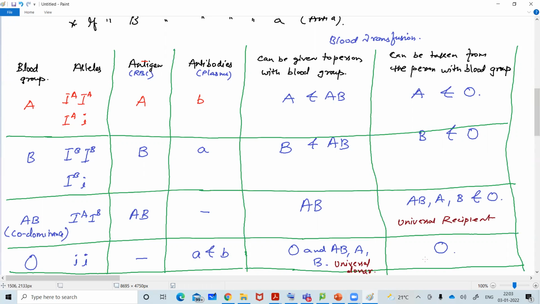So you can say that during blood transfusion, blood group matching is essential to avoid antigen antibody interaction, right? If you want that blood should not get clotted within the body, should not get coagulated, you must check antigen antibody compatibility. It should not match. If it is matching, then it will cause coagulation.